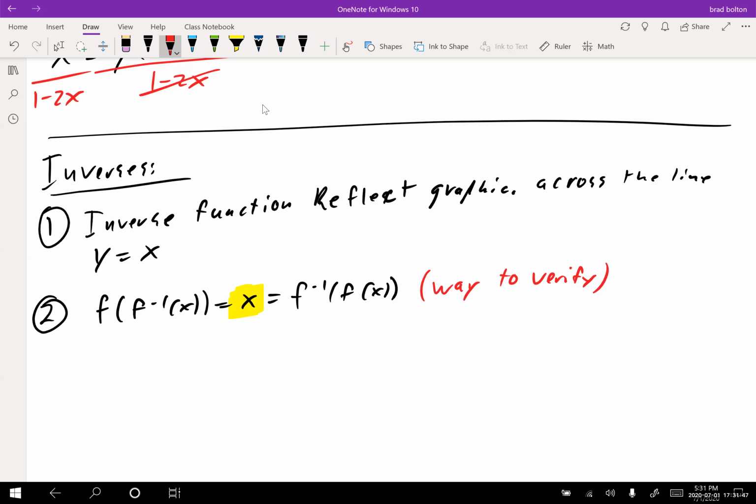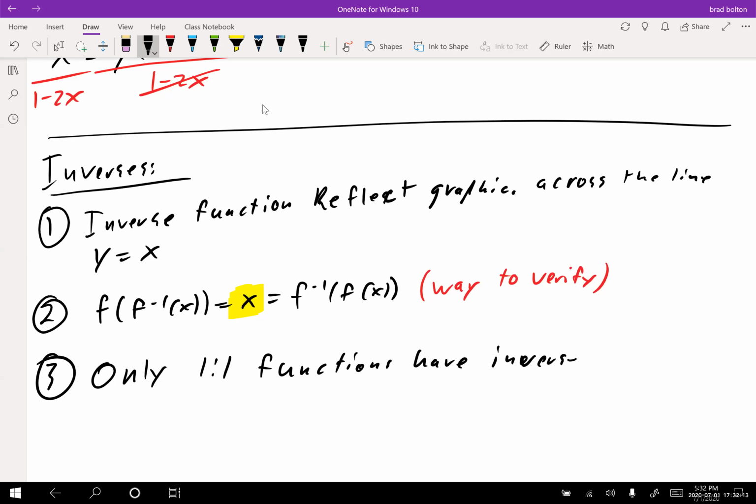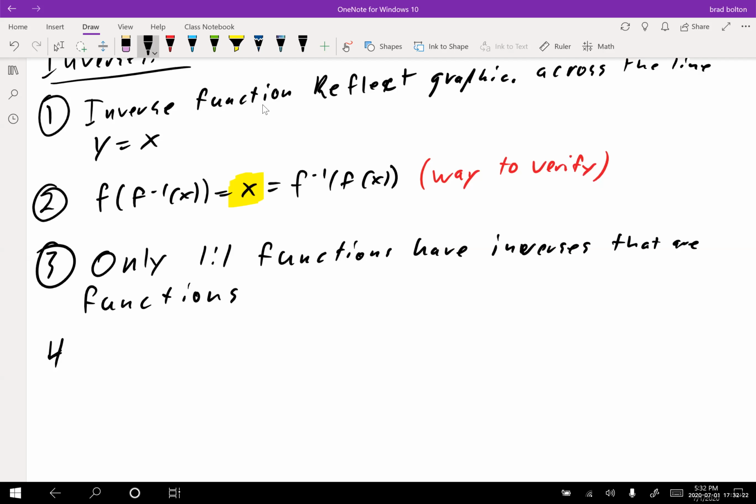Another thing we know is that, how about this? This is a better way to say it. Only one-to-one functions have inverses that are functions. Okay, is there any other fact we know? Only one-to-one functions have inverses.